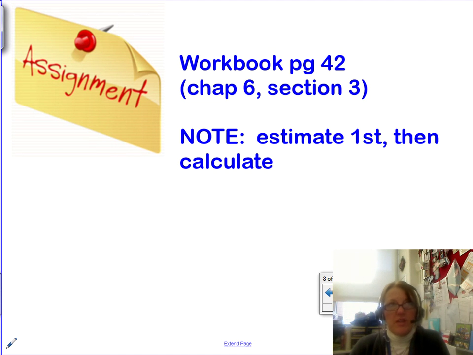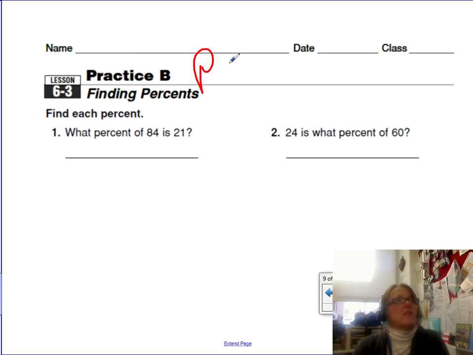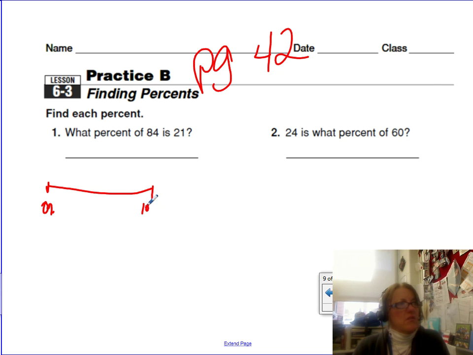All right. So here's your job. You are going to tackle the workbook, and it's on page 42, chapter 6, section 3. But I want you to estimate first and then grab your calculator and go. It says what percent of 84 is 21? If you don't like drawing the bars and you just want a number line, go ahead and do that. Here's 0, there's 100%, here's 50%. 84 is here. What would exactly half of this be? Half of 84 is 42. So 21 is definitely down here in this realm.